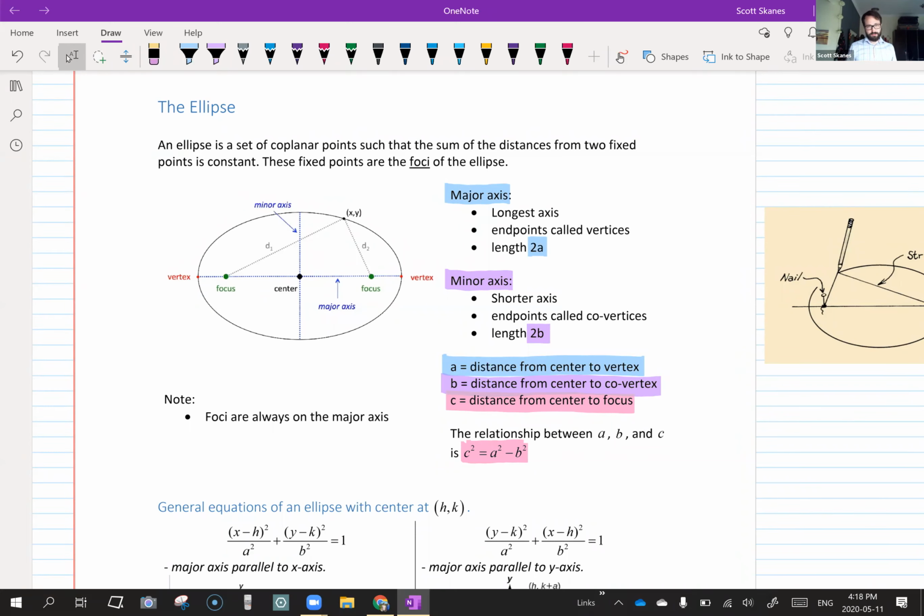Now, the ellipse. The ellipse is like a circle that has been stretched. Let me show you what I mean.